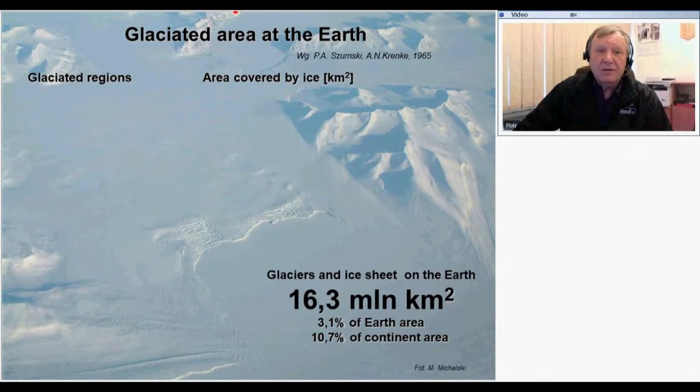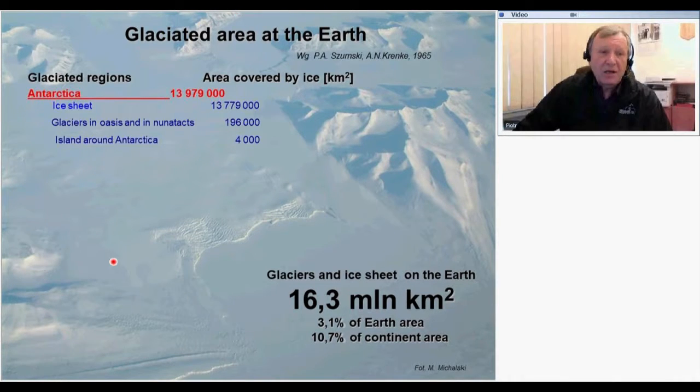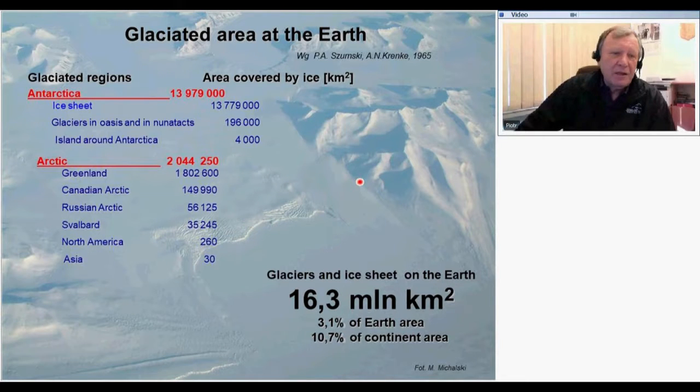How is this glacier distributed? From this 16 million, most is in Antarctica. The Antarctic ice sheet is approximately more than 13 million square kilometers. And the other glaciers are on the islands around Antarctica. And how much glacier do we have in the Arctic? It's not so much. In the Arctic we have only 2 million square kilometers, and most is in Greenland.